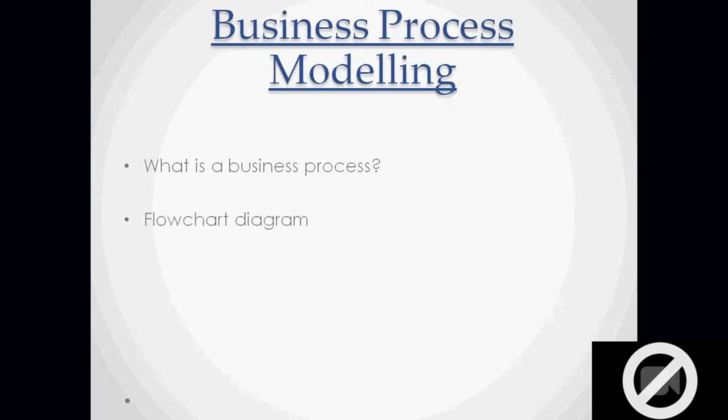So we have different types of business process modeling that we can use. We have what we call the flowchart diagram, which I think everybody knows. Then we have the cross-functional diagram. In a flowchart, you cannot really differentiate. It's just one flow from top to bottom. You can't really see who is doing what. But I will show you that.